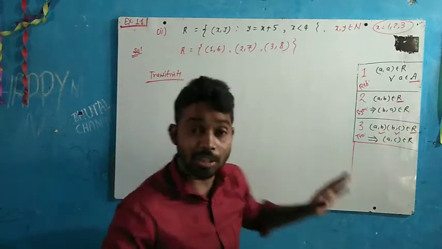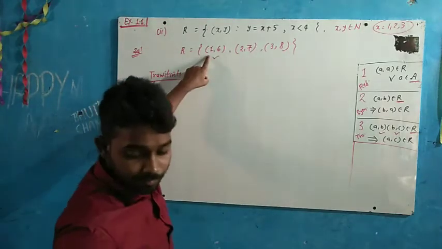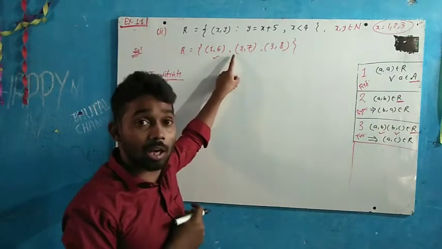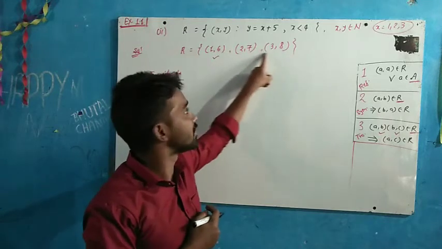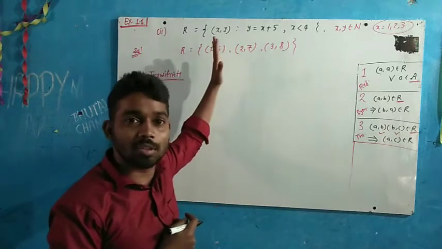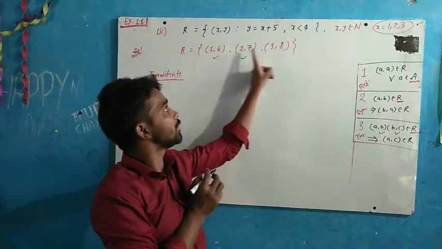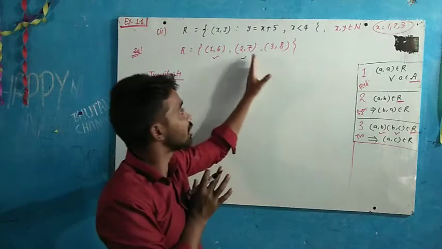Get me? And so here we are going to use this. Listen, beta. First element is 1 comma 6. Clear? Now we need to think of a second ordered pair which starts from 6. Is there any ordered pair which starts from 6? No. Process is over here. Now go for the second, 2 comma 7. Is there any ordered pair which starts from 7? No ordered pair starts from 7. It means here also the process is over.